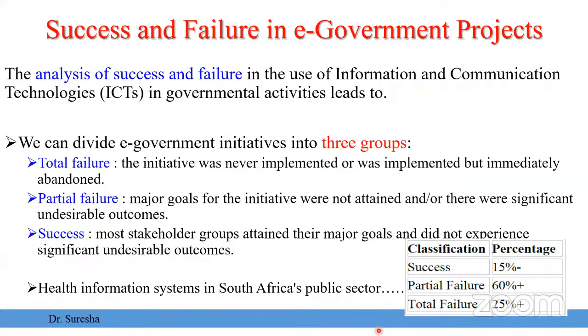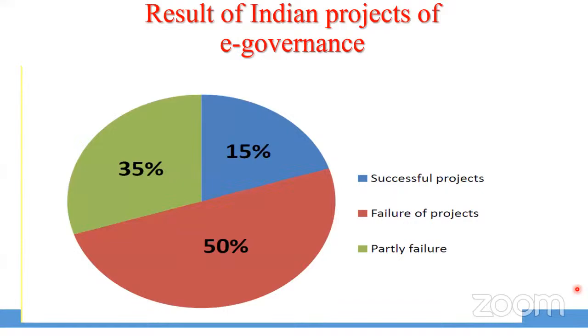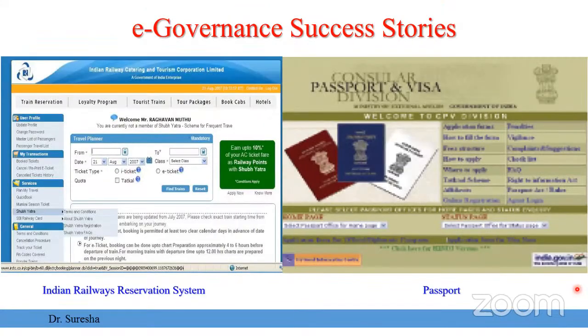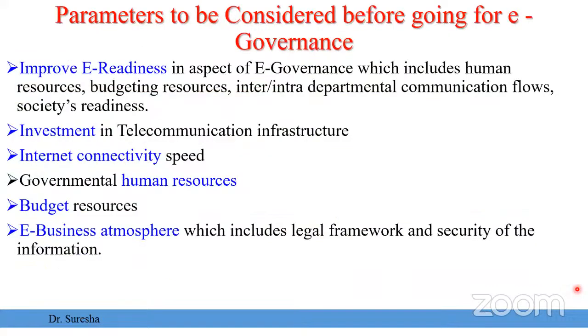See, this is very important. The success rate of complete e-governance is just 15%. Partial failure is 60%. Total failure is 25%. Just imagine how much money the government is wasting sometimes when it tries to implement e-governance. The same thing is shown through a graph. So these are the things that are working even now.